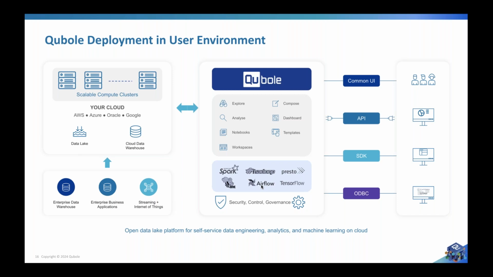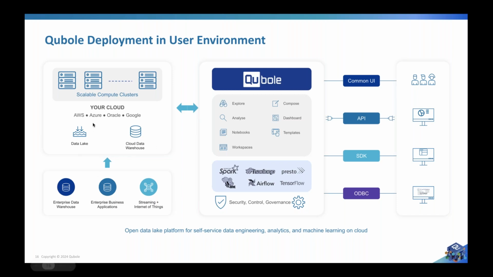Then you have Airflow for scheduling, and security and governance are built in at 2 layers. One is on the Qubole control plane, and the second is on the data side, which is managed via Apache Ranger.